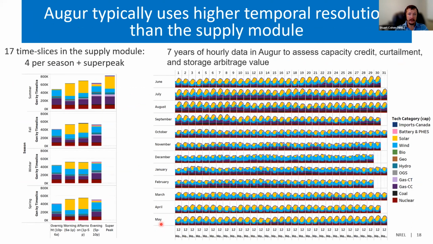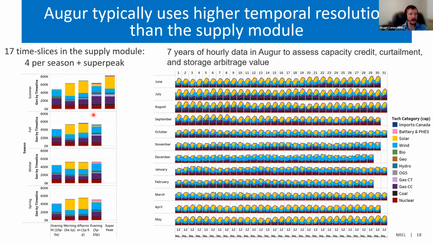So for the time resolution, this is showing graphically what I've already talked a little bit about. In the main investment supply module, we typically use this 17 time slice resolution. There are 4 time slices per season, plus a super peak to capture reserve requirements. That at least allows us to capture seasonality of resources and chronological diurnal profiles of resources to some extent. But obviously that's fairly coarse.